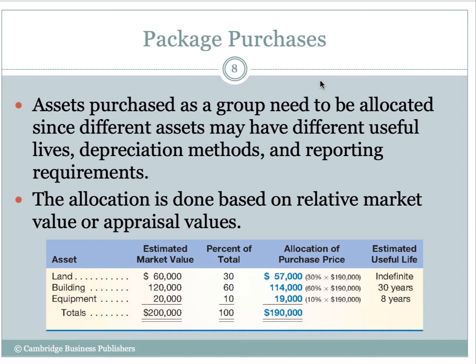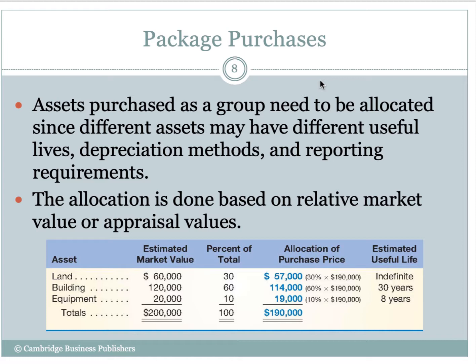So what we need to do is break this thing apart. Okay, how do we do that? Well, we just allocate it based on the market value or the appraisal value. Let's think about it this way. We bought 3 assets, and let's say that their estimated market value is $200,000. So when we look at each of the market values, land is $60,000, building is $120,000, and the equipment is $20,000. So that total equals $200,000.